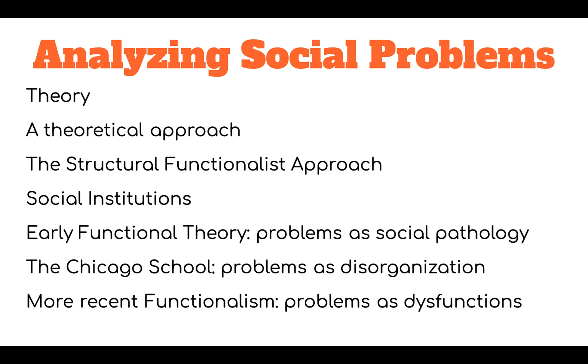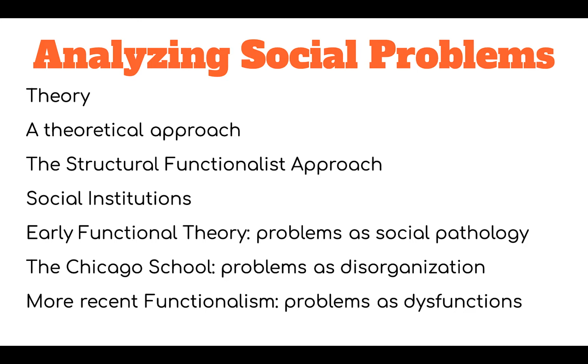When we look at early functional theory, they saw problems as social pathology. So basically, social problems were like a disease. A famous and widely misinterpreted version of this is social Darwinism, which has very little support today, as most people realize the issues with the logic, but we'll talk about that a little bit more later as well.